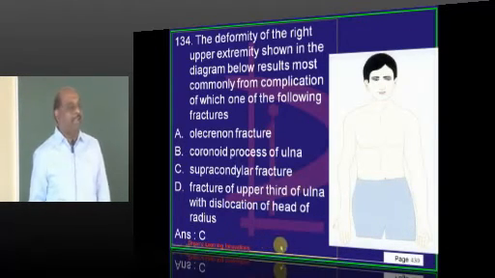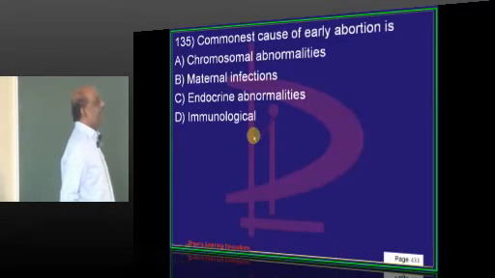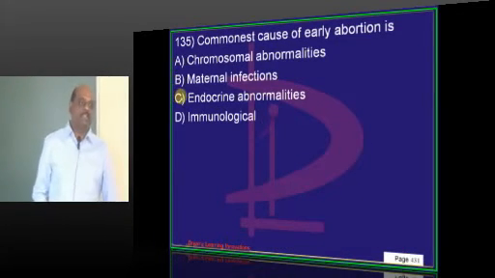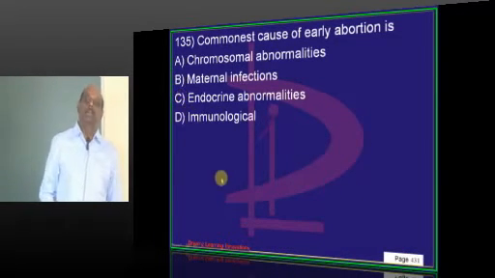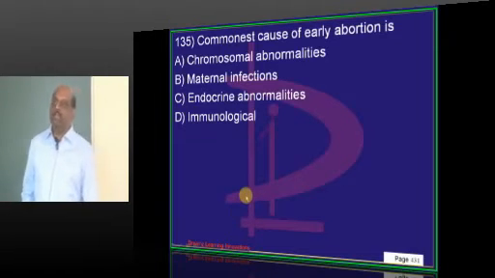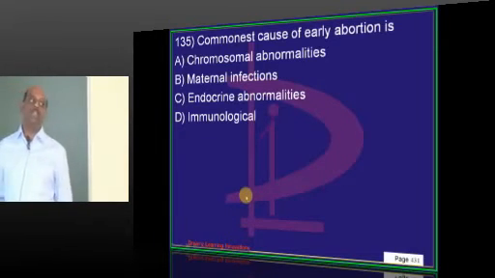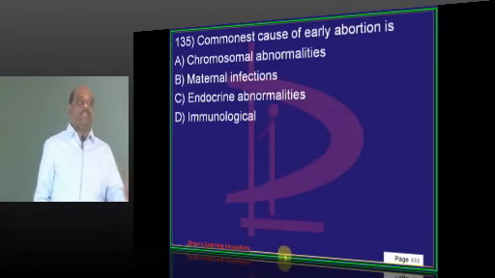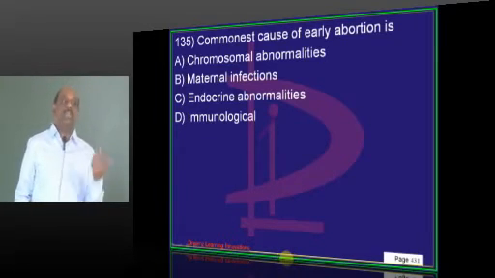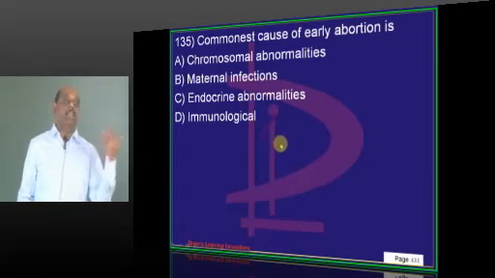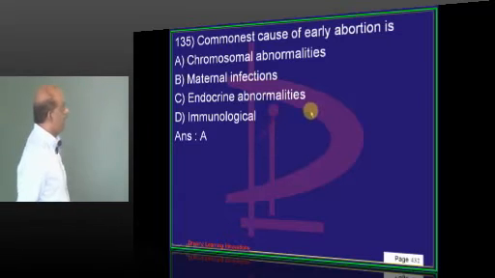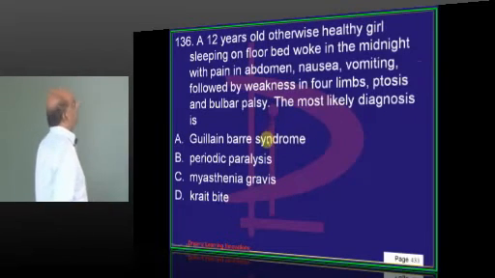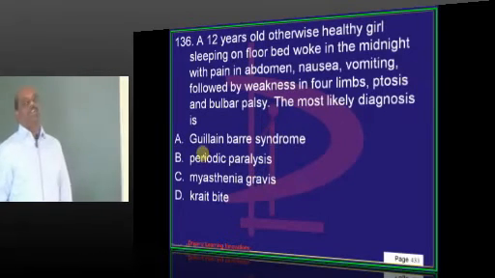Next level. The commonest cause of early abortion is chromosomal abnormality. So you must know when cervical incompetence causes miscarriage. Is it a painful or a painless miscarriage? Painless. When will you do cerclage? When will you remove cerclage? All these funda, you must be ready, doctor. Beautiful question.